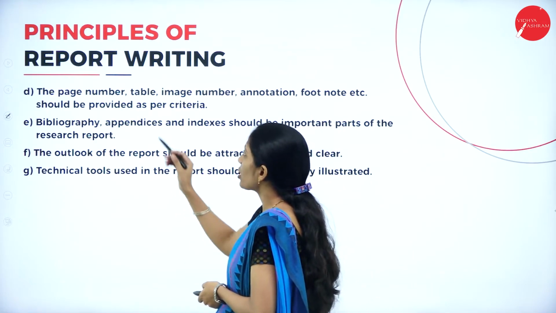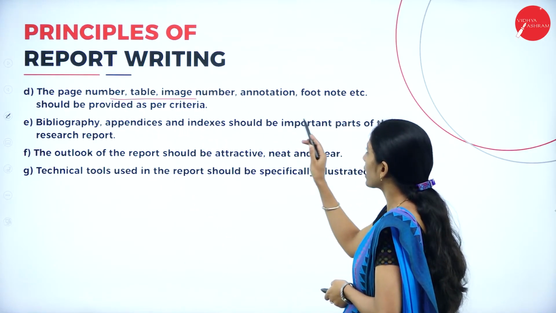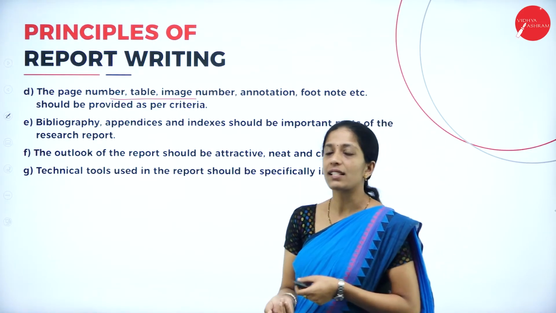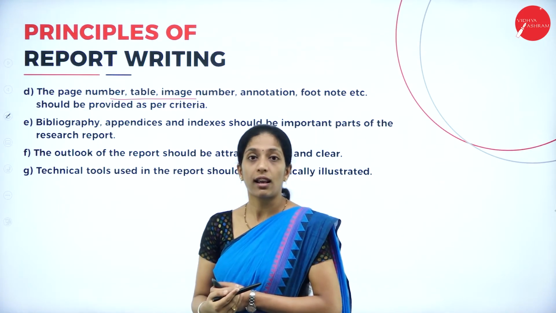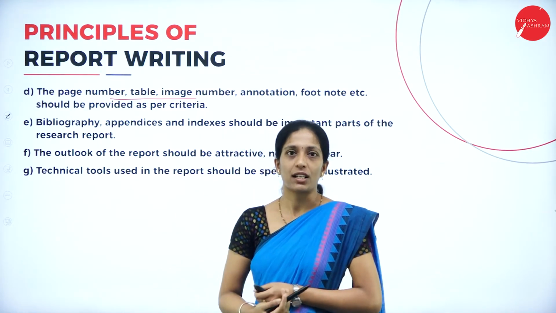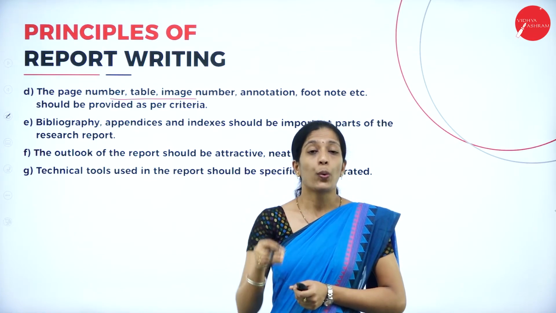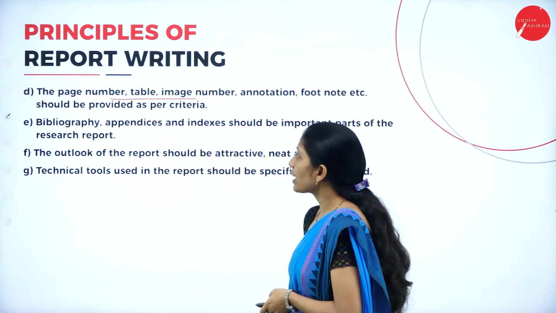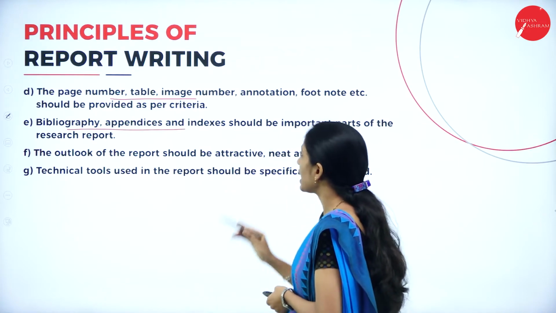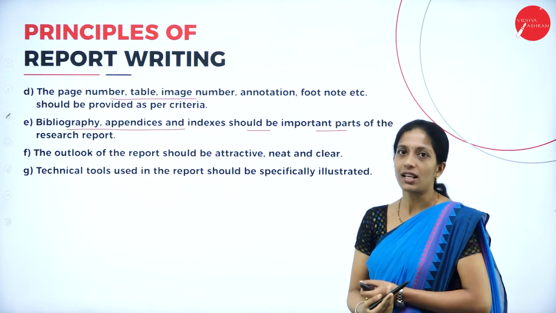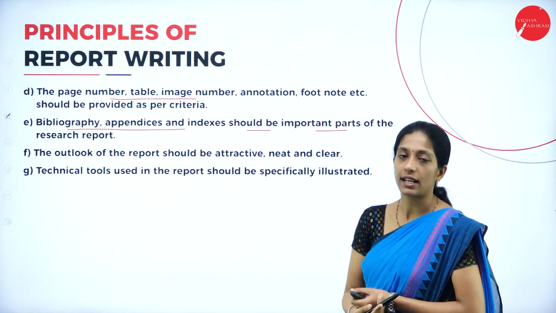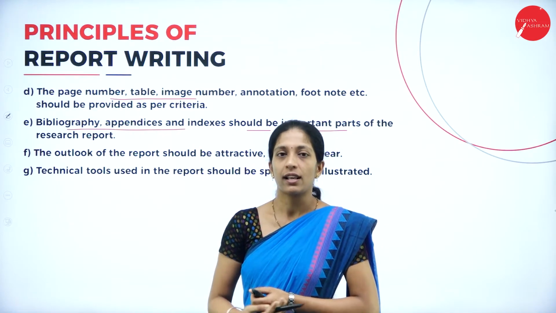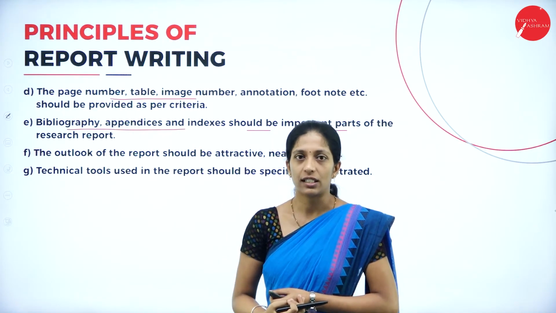And the next one is that the page number, table and image number, annotation, footnote, etc. should be provided as per the criteria. Wherever necessary, we have to give the page number, table number, and the title name has to be written properly. These are the small concepts the researcher has to keep in mind while writing the research report. Next, the bibliography, appendices and indexes should be important parts of the research report. We have already learnt under contents of the research report how important the bibliography and appendices are, so they have to be written carefully.